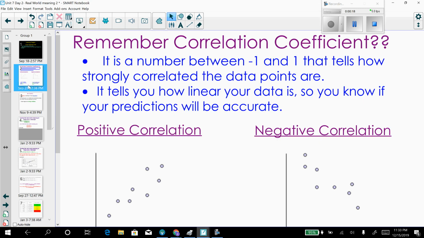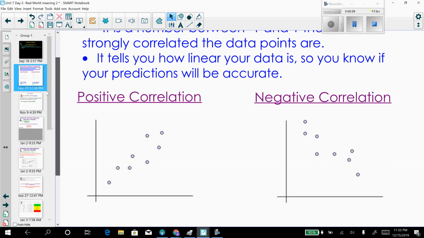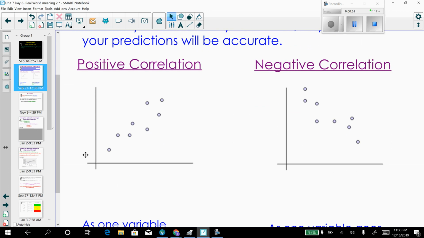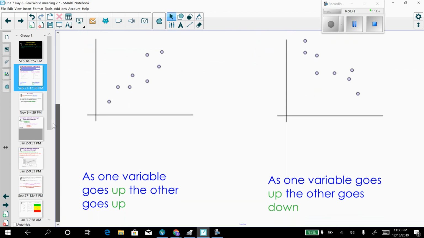Yesterday we learned about correlation coefficient. Remember, it's a number between -1 and 1. It tells how strongly correlated our data points are. It tells you how linear your data is, so you know if your predictions will be accurate. So positive correlation looks like this. It's got a positive slope. Negative correlation has a negative slope. The closer it is to a line, the closer it will be to either 1 or -1.